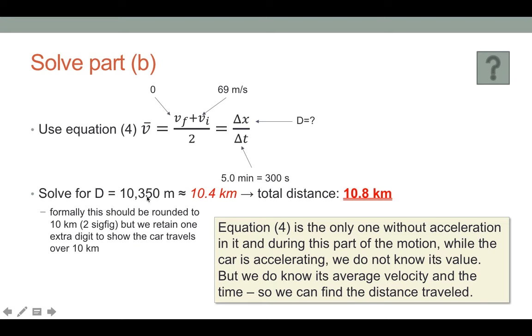But just to make sure whenever you're doing a problem like this that you do know how to do the math correctly, always write down the answer, then write down your rounded value so people can clearly see what you're doing. Okay, so that answers part B, so we're going 10.8 kilometers from beginning to end.